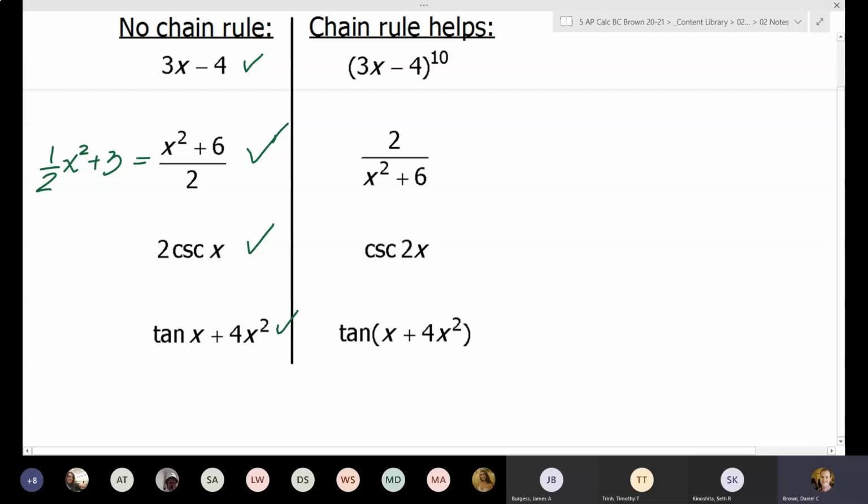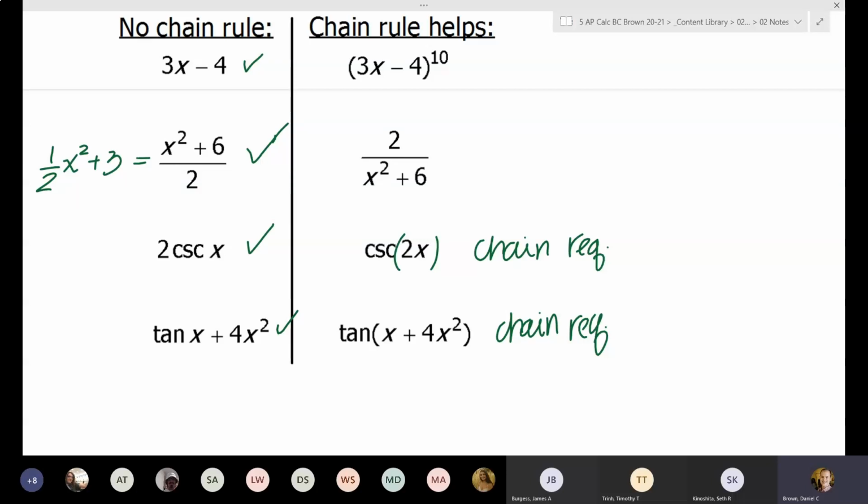In that other column, I have some where the chain rule would help us. These 2 trig ones you actually cannot do unless you have the chain rule. So for these last 2, the chain rule is actually required, and we'll see why in a second. We have the cosecant of 2x, that would require the chain rule. Also this last one where I have the tangent of x plus 4x squared, that one would also require the chain rule.